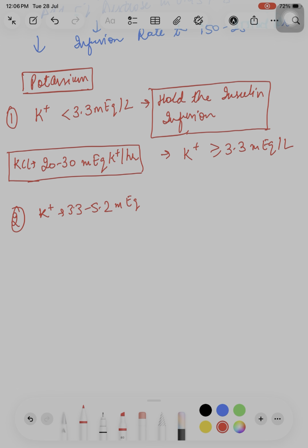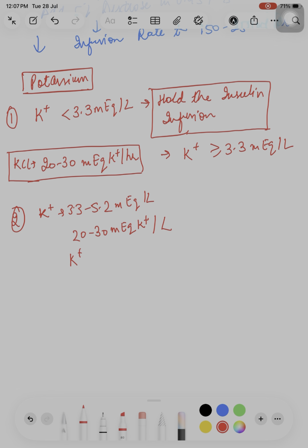If the value is 3.3 to 5.2, in this case you have to give 20 to 30 milliequivalent of potassium per liter. So you have to give 20 to 30 ampules of 15% KCl in 1 liter of IV fluid to keep the serum potassium at 4 to 5 milliequivalent per liter, right?